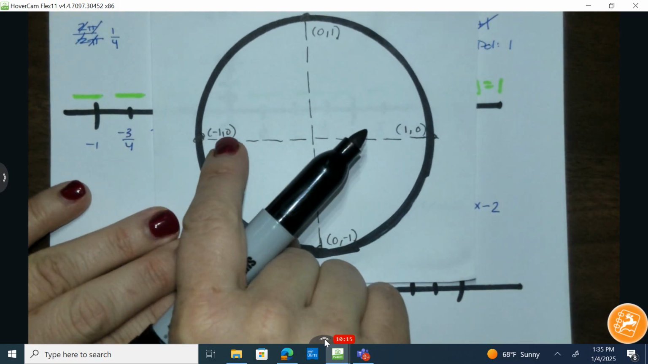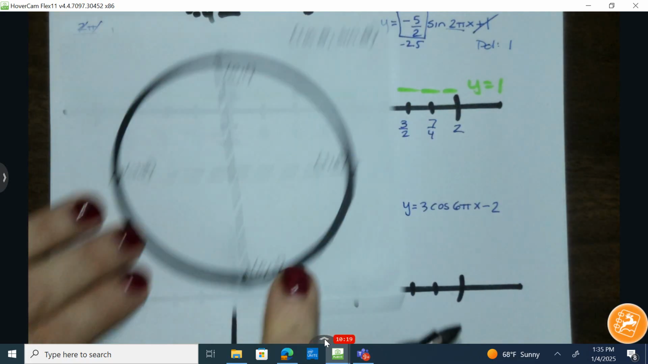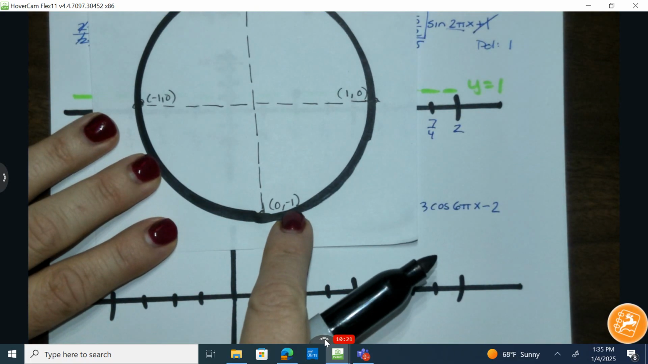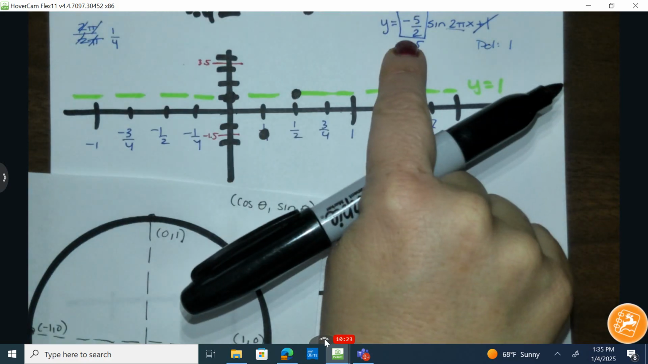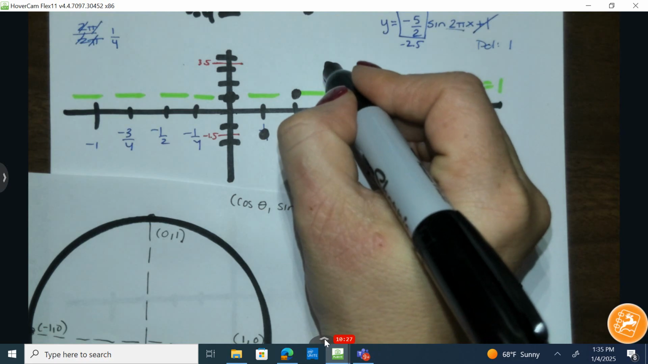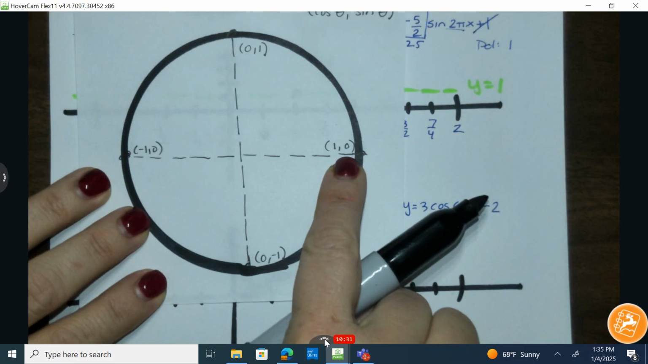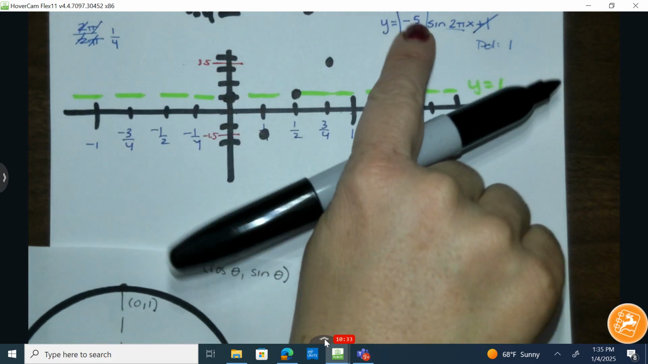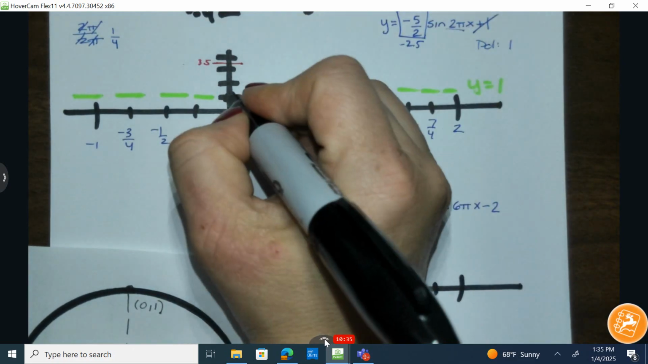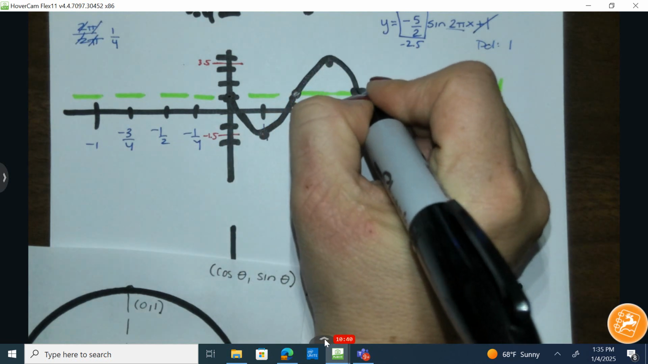Okay, again, I'm working with sine. 0 times negative 5/2 is 0. And negative 1 times negative 5/2 is a positive 5/2. So in step 3, I'm going to go up to 5/2, which is 2.5 above the midline. And I'm finishing out the one cycle with 0 times 5/2, which is 0. So I'm dropping it down. And this is one cycle.